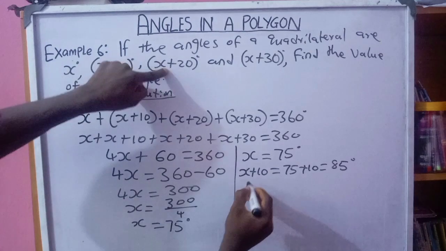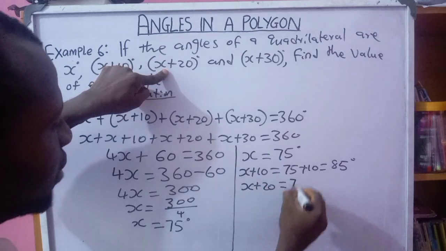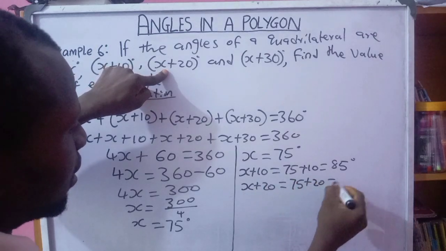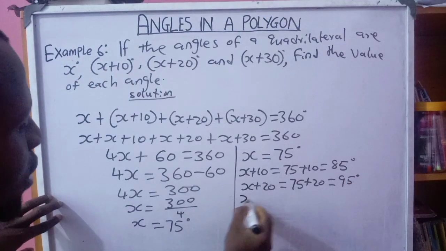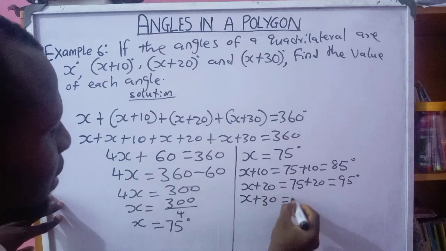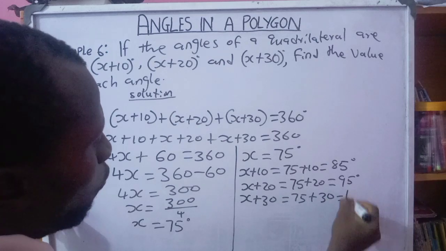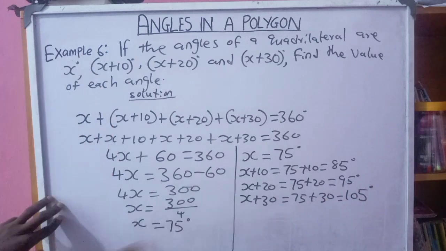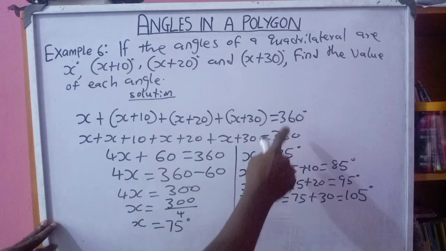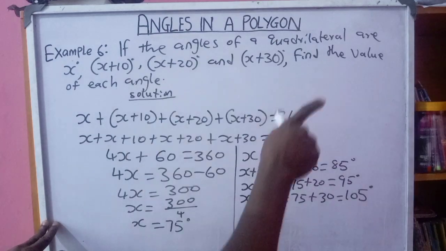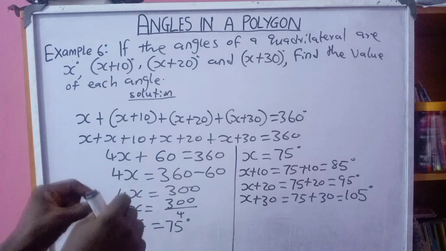For the next angle, which is x plus 20, in place of x we put 75 plus 20. That gives us 95 degrees. Then the last of them, which is x plus 30, gives us 75 in place of x plus 30. That gives us 105 degrees. So that is the solution to this. When you sum up all these angles, they must give us 360 degrees, because the sum of the interior angles of any quadrilateral is equal to 360 degrees. Once they mention the name of the polygon, you should be able to know what it's going to be equal to.